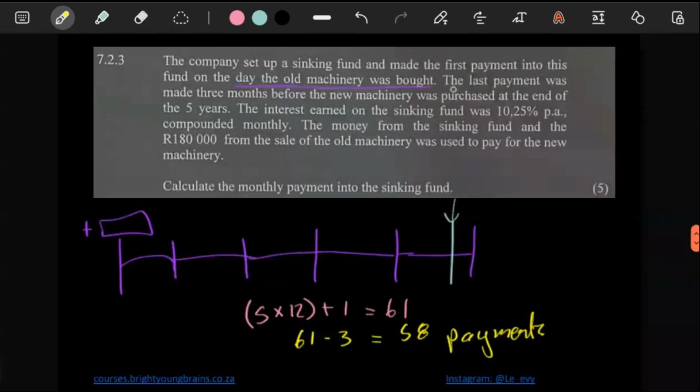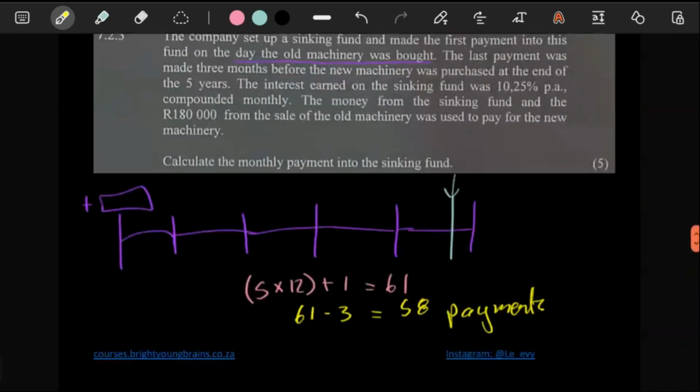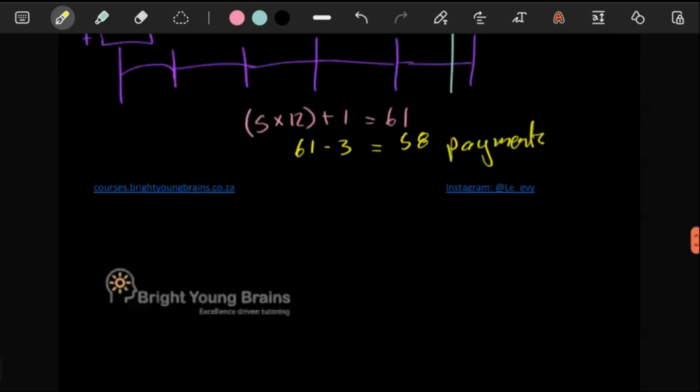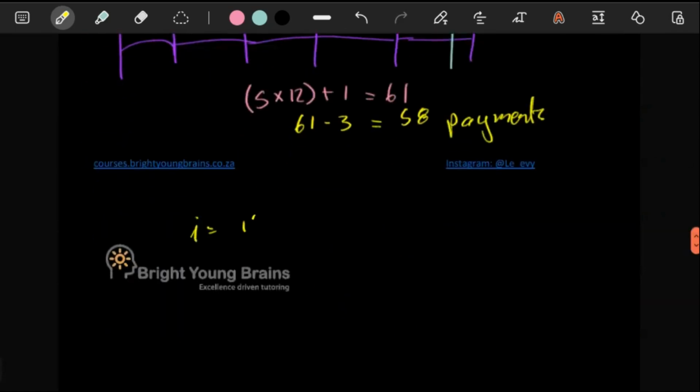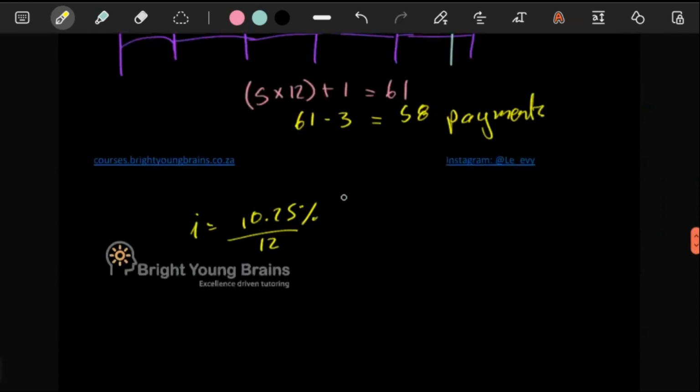But then let me read this again. The last payment was made 3 months before. Yeah, it's fine. Let's not psychoanalyze it too much. Then it says here the interest earned on the sinking fund is 10.25% per annum compounded monthly. So that's our interest, right? So i is 10.25% over 12.